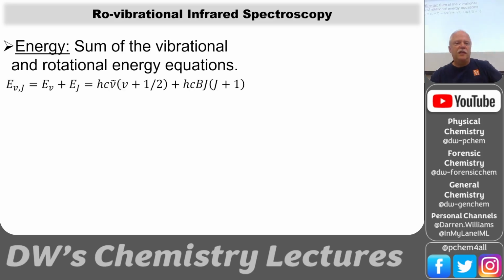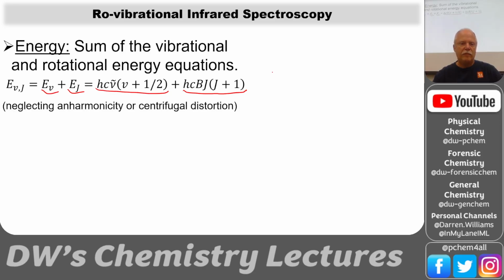So this energy is the sum of the vibration and rotational energy equations. So these are the energy equations. You see that we've got the energy for vibration and the energy for rotation. So here's the vibrational energy, here's the rotational energy. And so we're not counting anharmonicity, which would add in a V squared term and a V cubed term, or centrifugal distortion, which would subtract some energy away from the rotation.